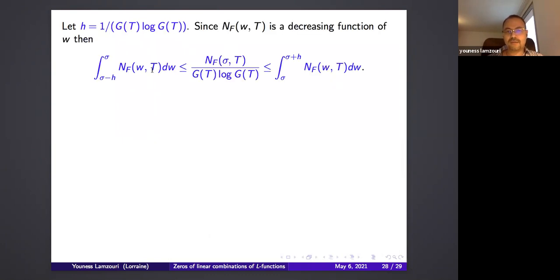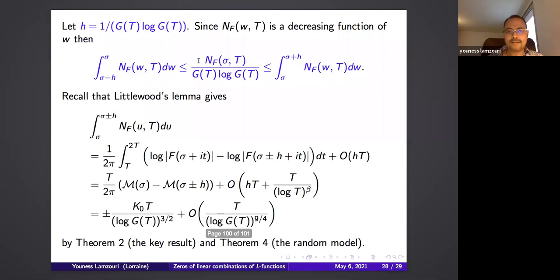Since N_F(sigma, T) is non-decreasing, then you can bound it between two integrals, one from sigma minus h to sigma, and the other one from sigma to sigma plus h. And here, this is just h here. And then let's study these two integrals. So now Littlewood's lemma tells you that you can go from these integrals to the moments of log of F, the difference of these two moments. The key result, theorem two, tells you that you can go from F(sigma plus it) to the random model. And so you get from this side to the probabilistic side.